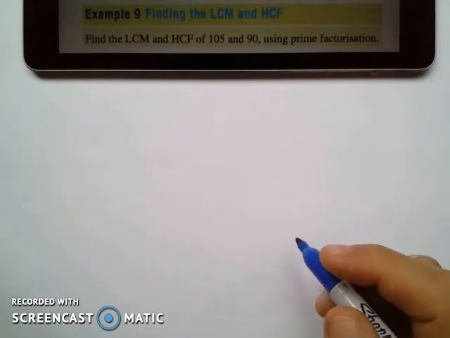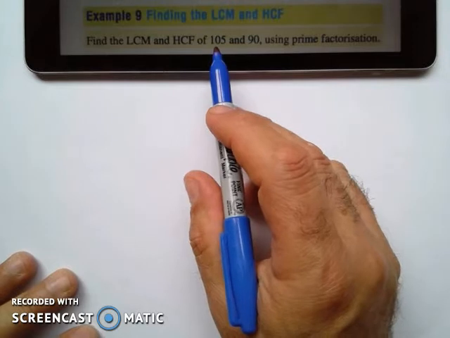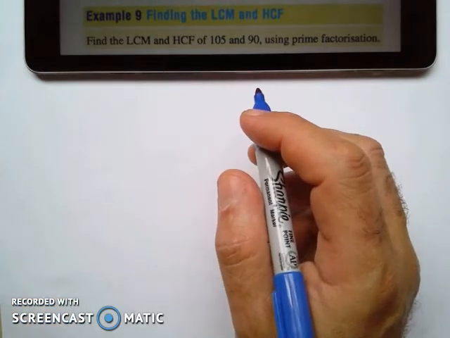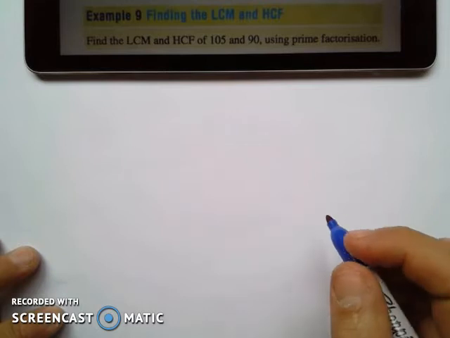So let's look at using prime factorization. The first thing I'm going to have to do is find the prime factorization, or the prime factors, of 105 and of 90. Now in one of them I'm going to use my ladder method, and in the other one I'm going to use the factor tree.